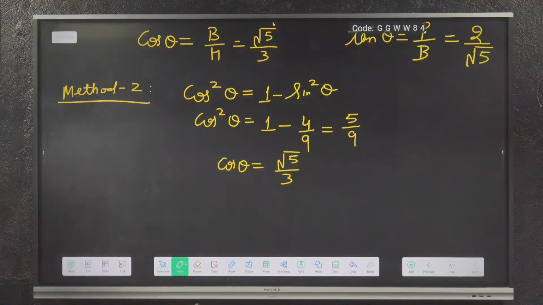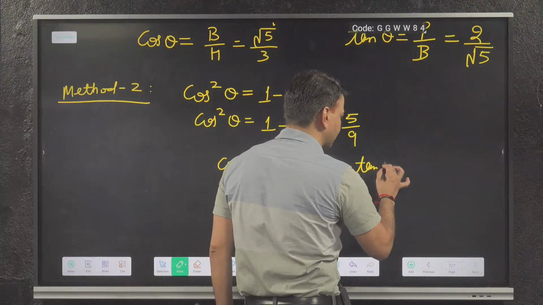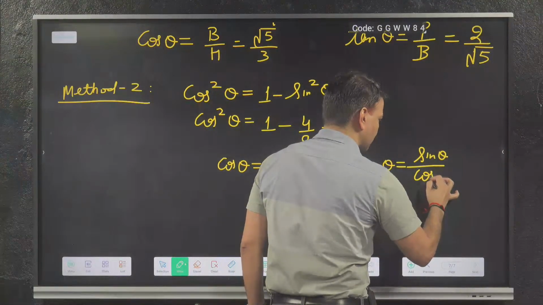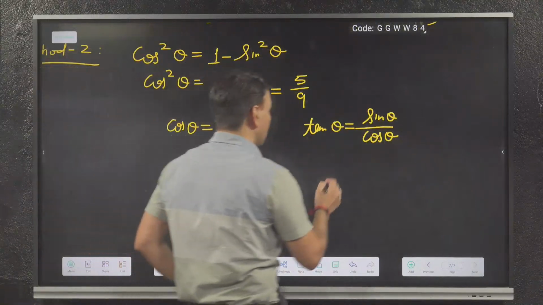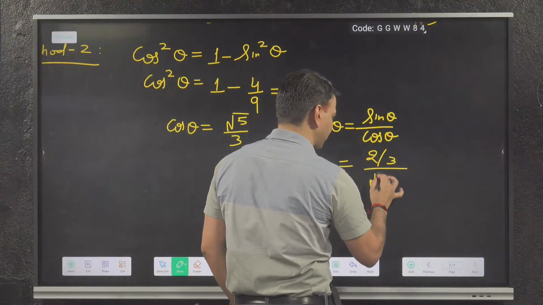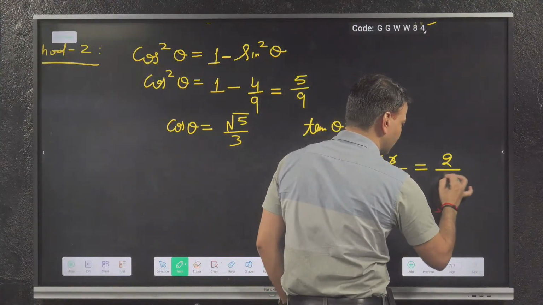After getting cos theta, how can I find tan theta? Tan theta is equal to sine theta by cos theta. Sine theta I have 2 by 3, cos theta I have root 5 by 3. Now 3 and 3 get cancelled out. What I got? 2 by root 5.